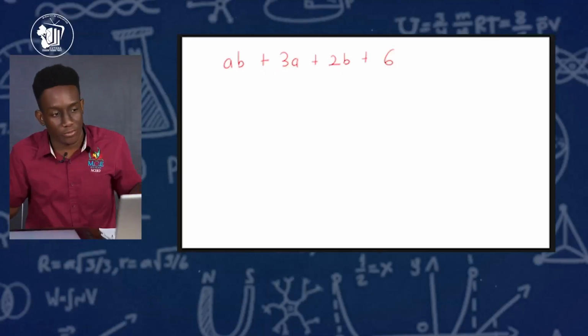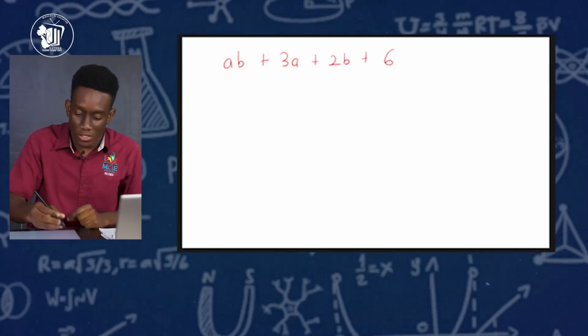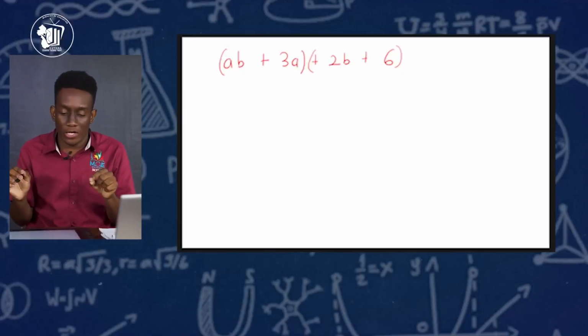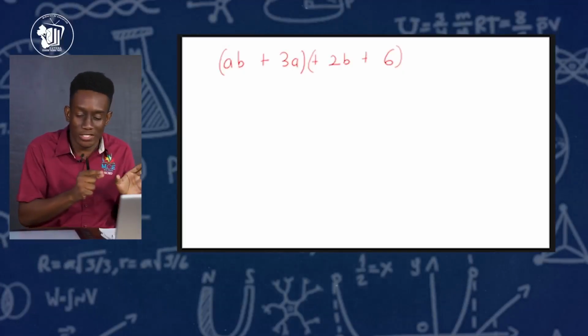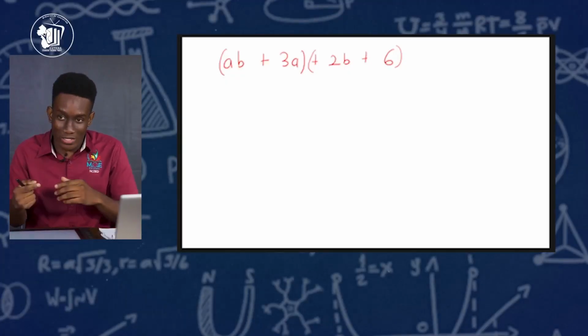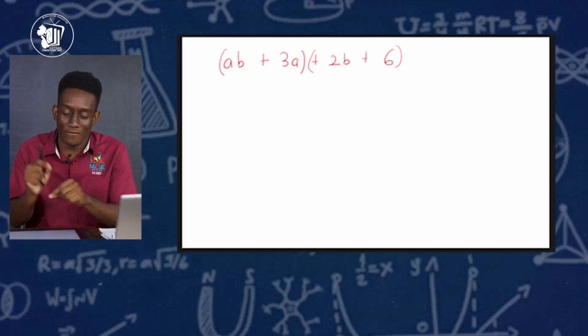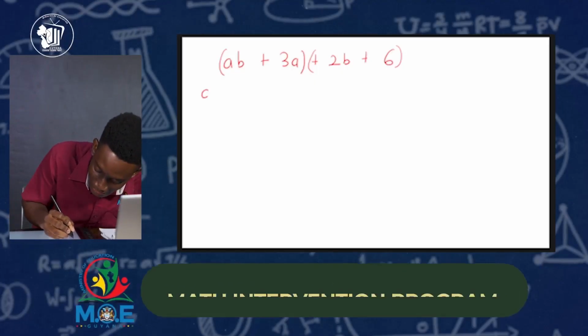So let's say we have AB plus 3A plus 2B plus 6. And we're asked to factorize this expression. So of course, we have to use the grouping method. So we pair off. After we finish pairing off, we factorize each bracket individually. So we look at the first bracket, we have AB and we have 3A. We look at the numbers, we don't have any number in common. We look at the variables, we have the A in common, so we factor out that A.